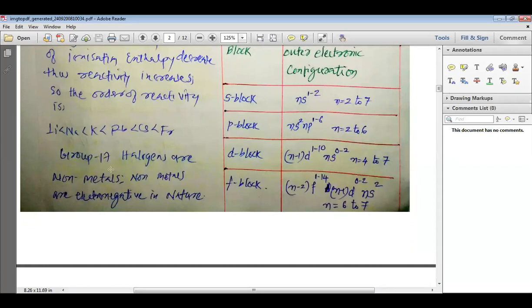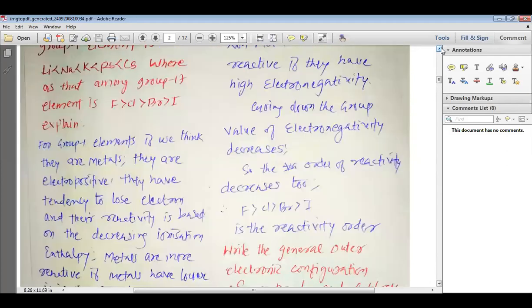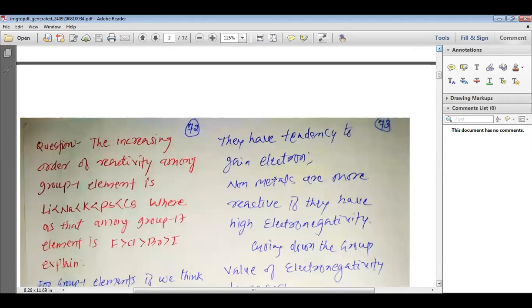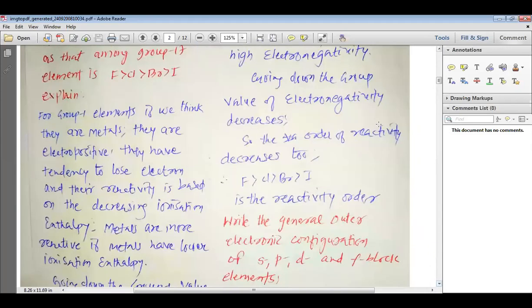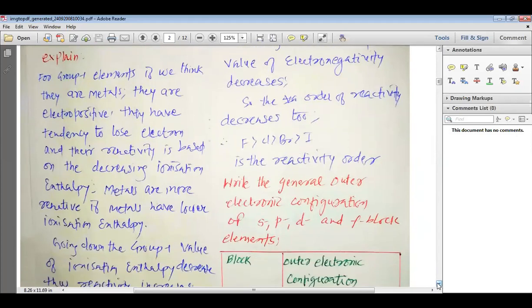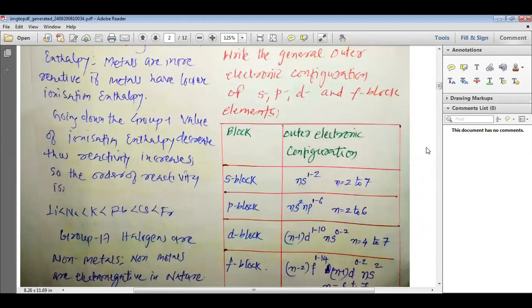But when we think about group 17, halogens are non-metals. So non-metals have an electronegative nature. That means they have a tendency to gain electrons. Non-metals are more reactive if they have high electronegativity. Going down the group, the value of electronegativity decreases, and that is why going down the group, reactivity decreases. So the reactivity order for group 17 elements we can write is fluorine is greater than chlorine is greater than bromine is greater than iodine.